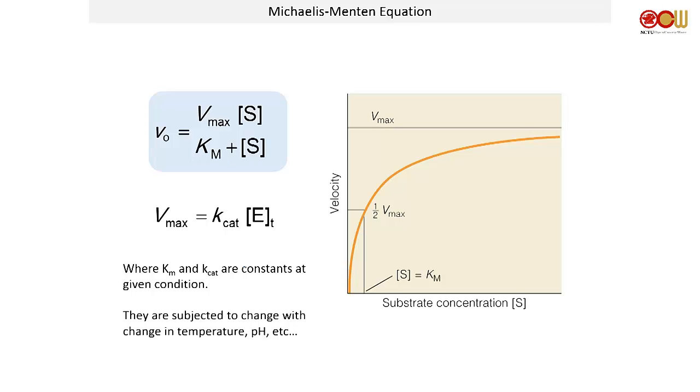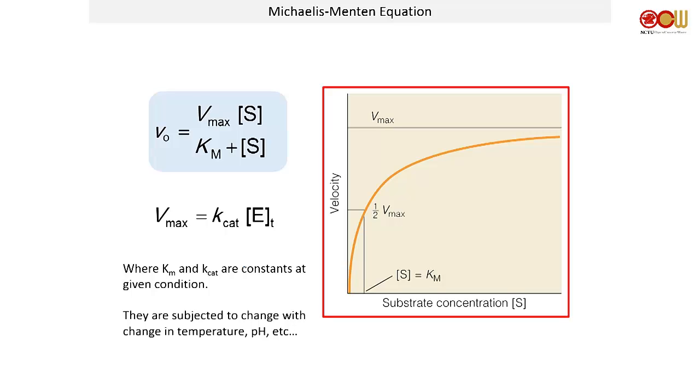Km is the Michaelis constant. It's set. It will never change. So you have two constants for every enzyme: Kcat and Km. Now, what I want to caution you is that here is a two-dimensional graph.